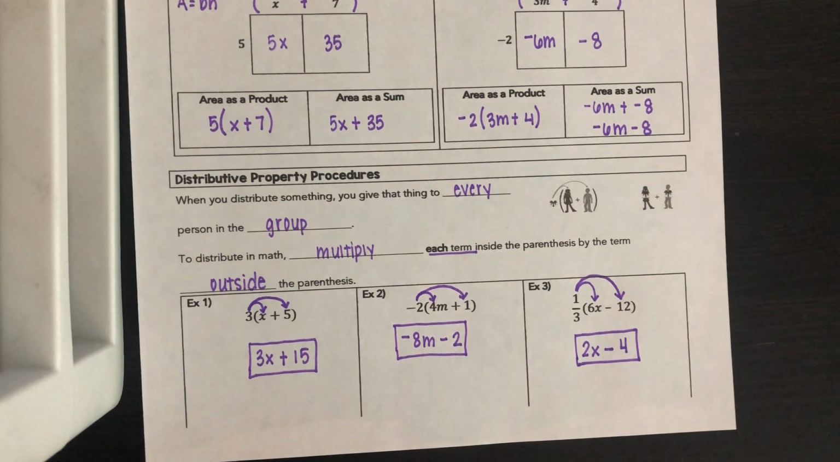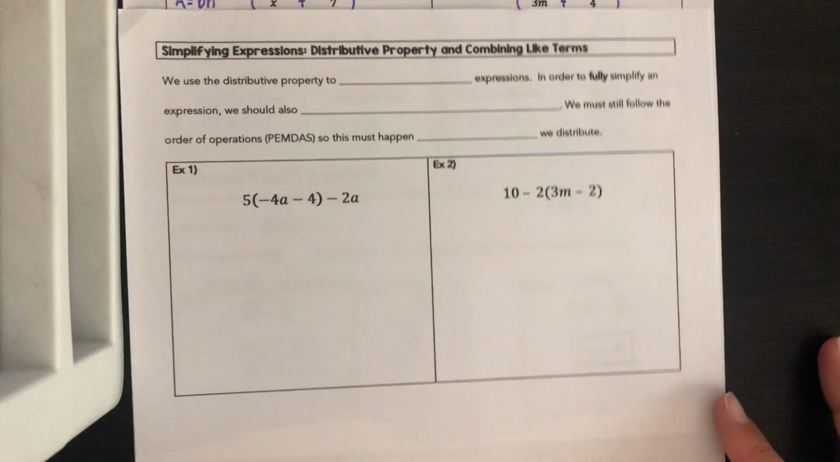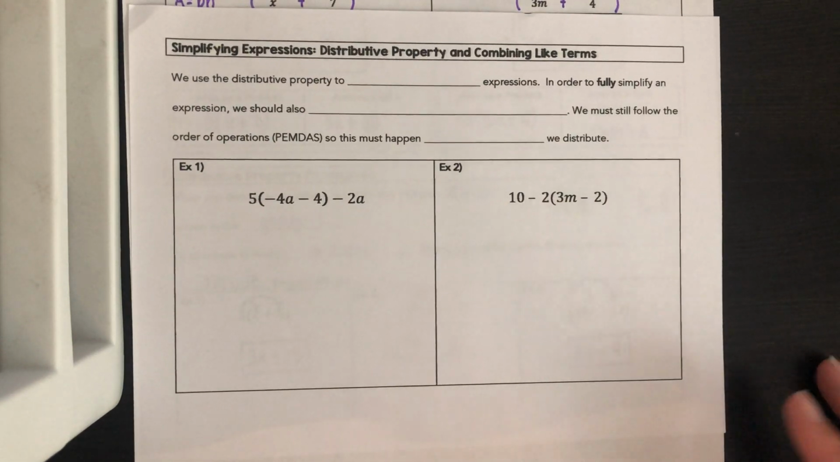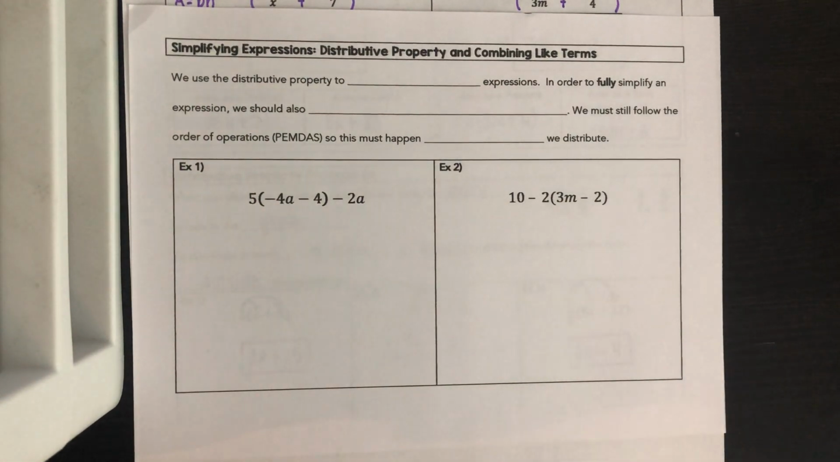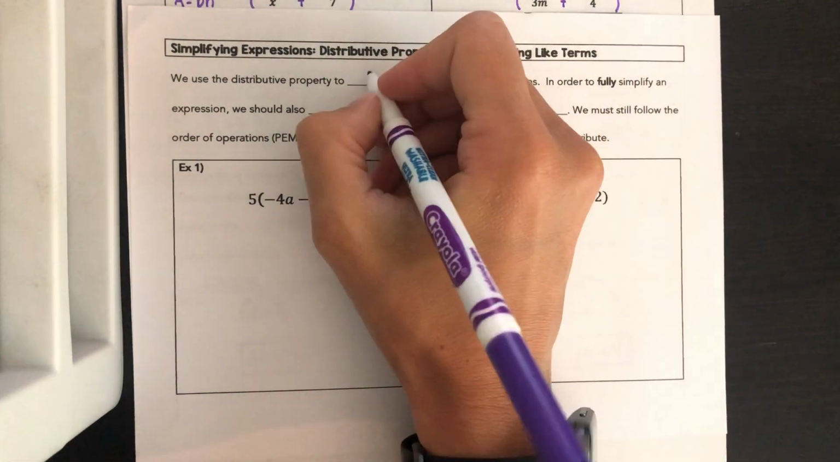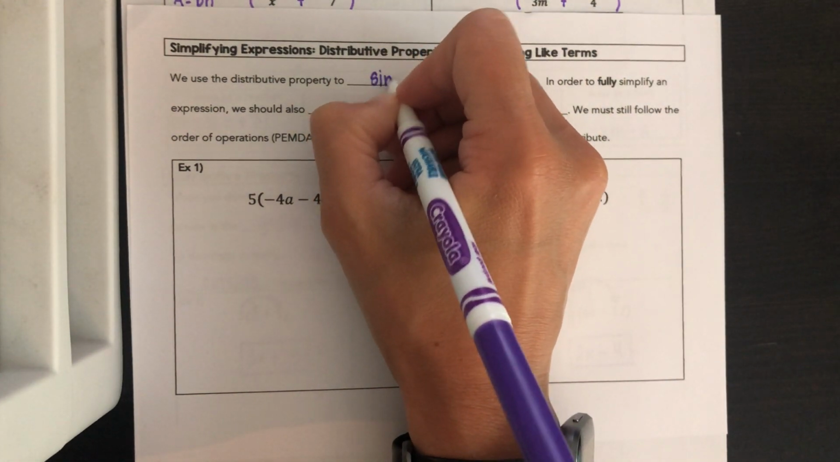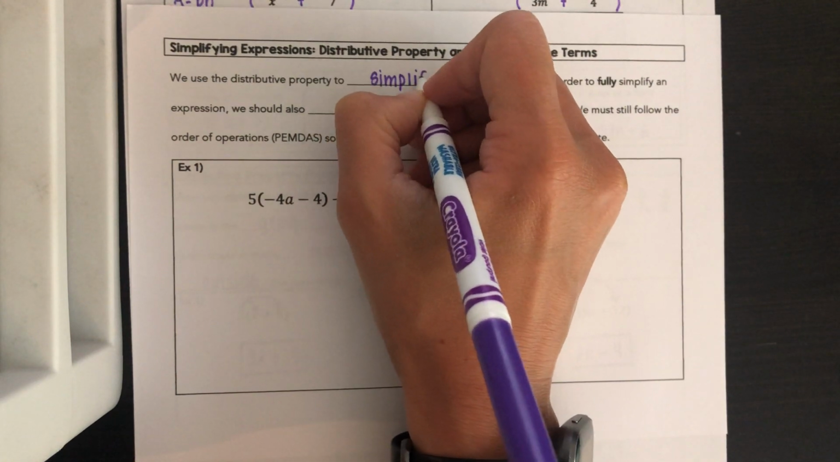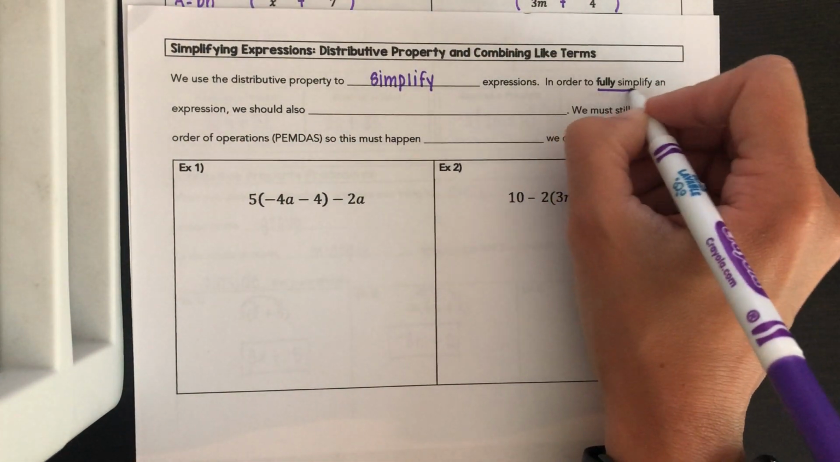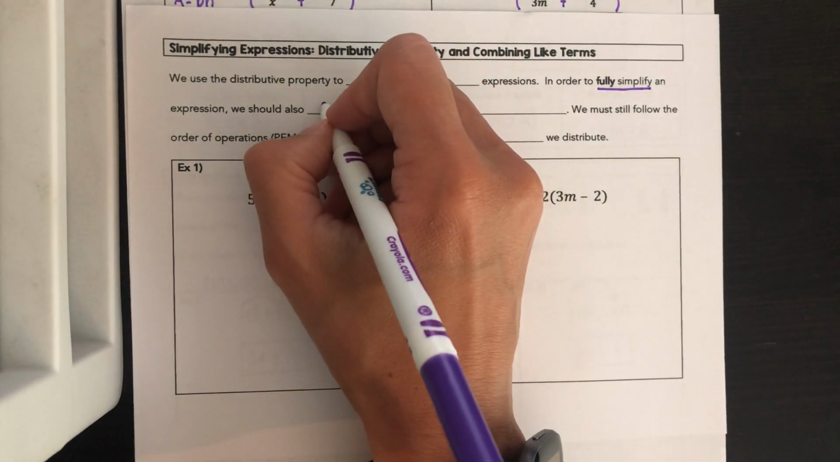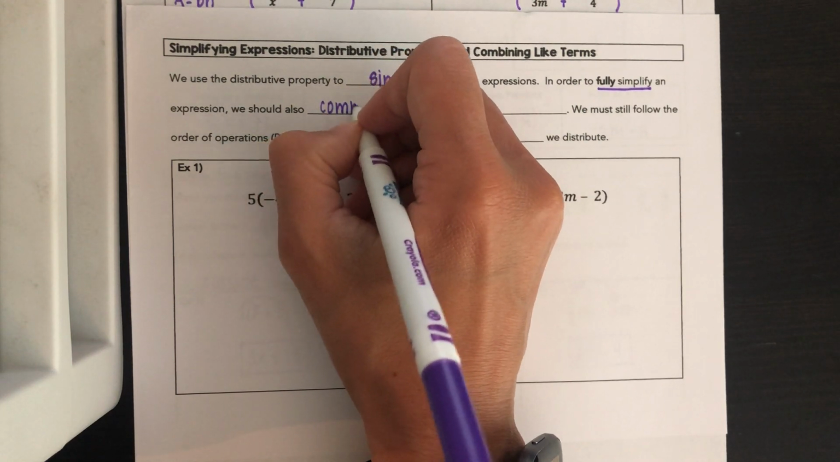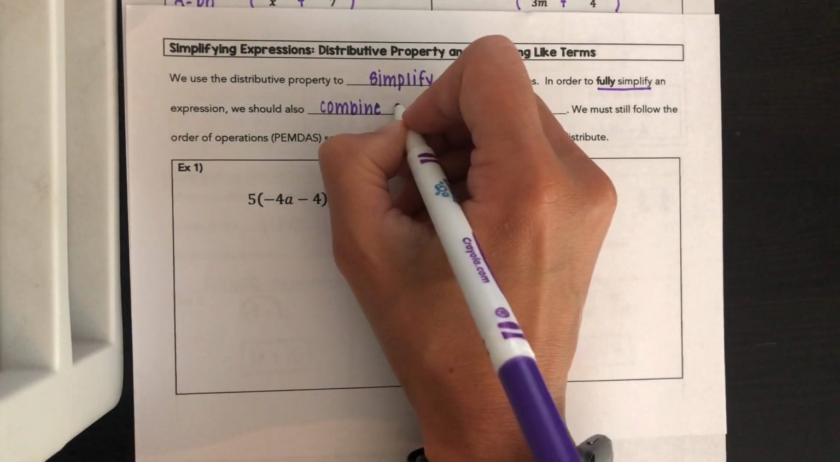There are some situations where simply using distributive property will not simplify our expression fully. So we want to make sure that to simplify it fully, we're using both distributive property and combining like terms. As we mentioned earlier, we use that distributive property to simplify expressions, but in order to fully simplify, we should also combine any like terms if it is possible.